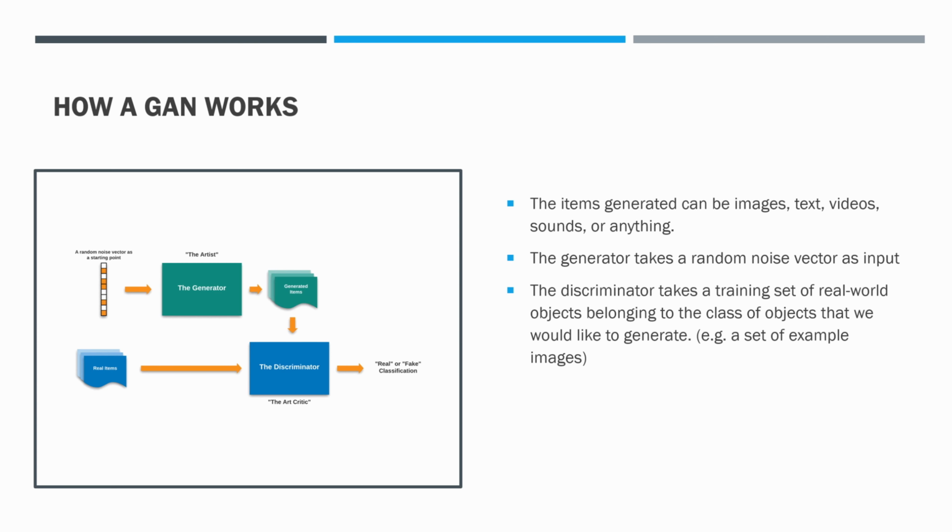As I said earlier, the generator typically takes a random noise vector as input, and the discriminator takes a set of real-world objects belonging to the class that you want to generate the objects on. For example, if you want to generate certain types of images, the discriminator will need to have access to a training set of those same category of images.